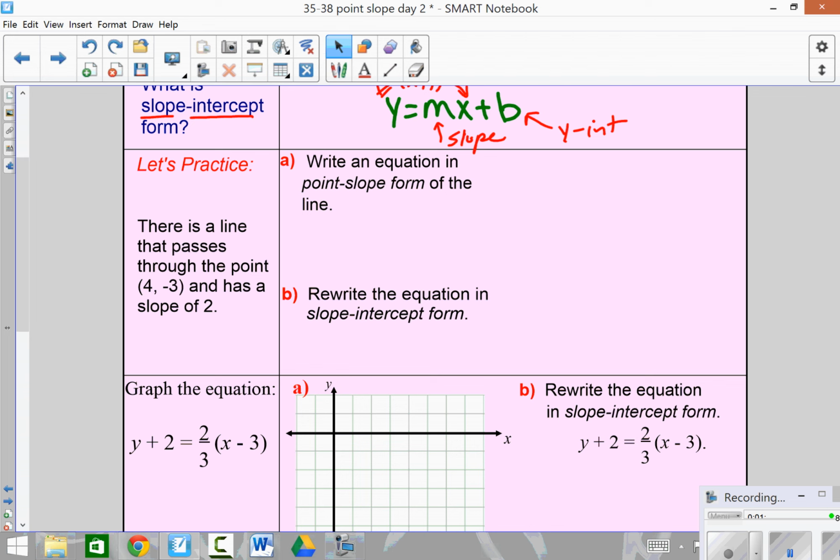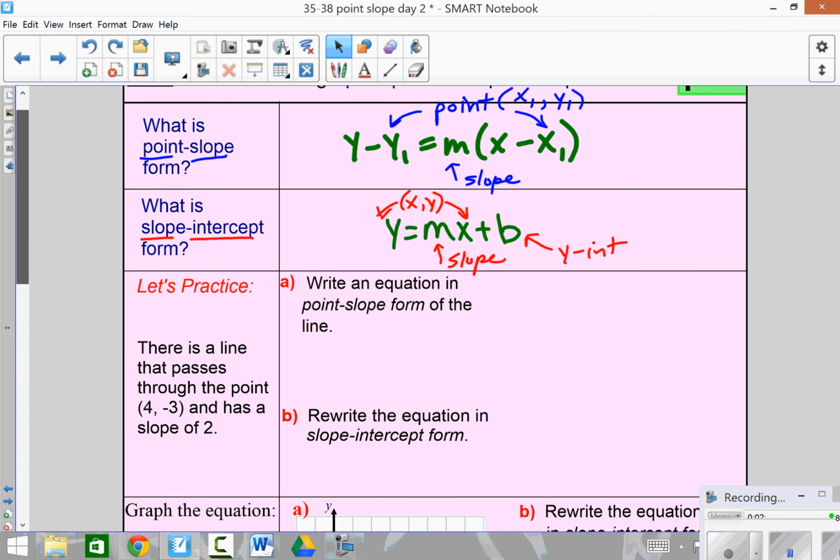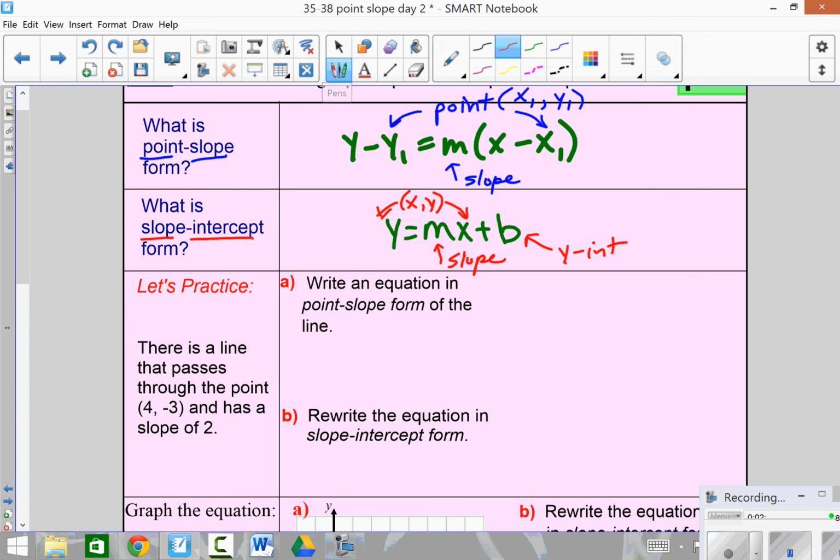Our first practice question says this. There's a line that passes through the point (4, negative 3), and it has a slope of 2. Write an equation in point-slope form of the line. That is this form right here. So we know that our m is the 2, and our ordered pair is (4, negative 3).